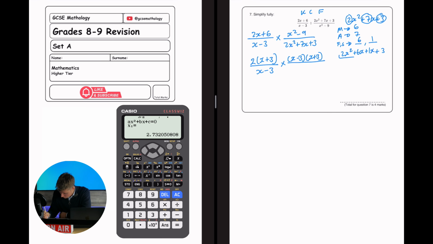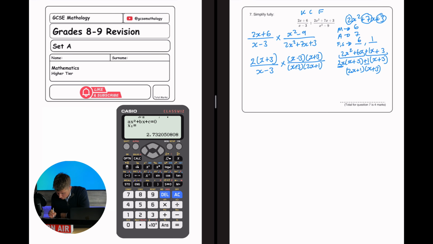Next we split the equation in half. We've got 2x squared plus 6x. We can bring a factor of 2x out to the front, and then inside have x plus 3. Then bring a factor of 1 out to the front, and then inside have x plus 3. So the two brackets will be 2x plus 1 from this section here, and x plus 3. So we've got x plus 3 and 2x plus 1.